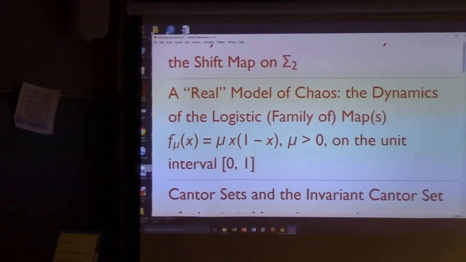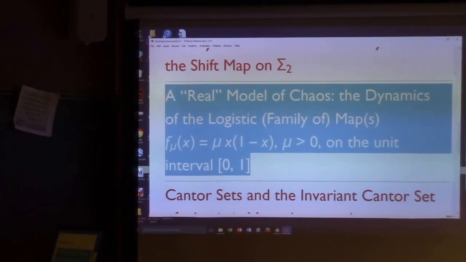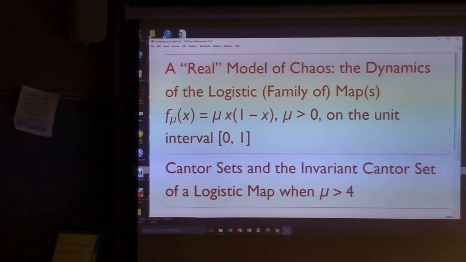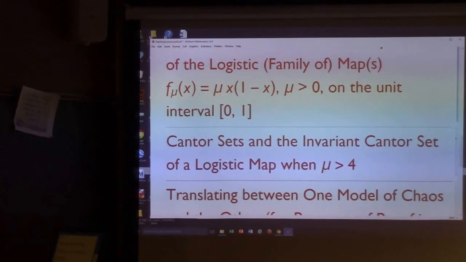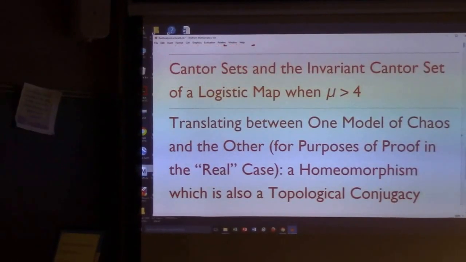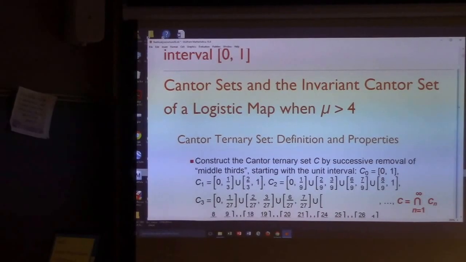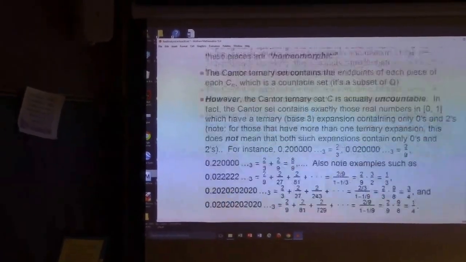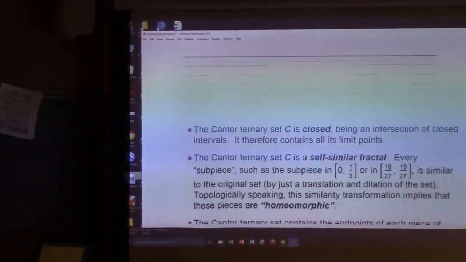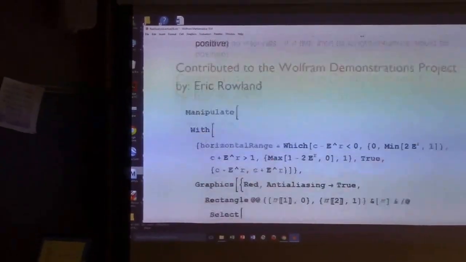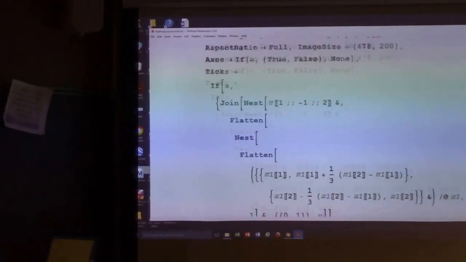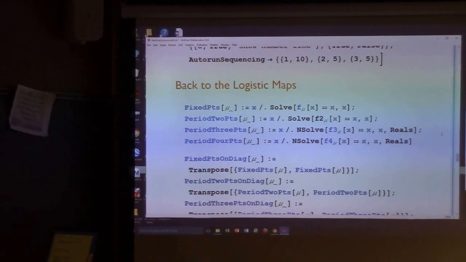What about a real model of chaos? The dynamics of the logistic family? Okay, I'm running low on time, gotta go fast. Let me quickly go down and look at something else here. I've got stuff about the Cantor set here. I'm not going to have time for all that, obviously. What do I have here? Let's go back to logistic maps.